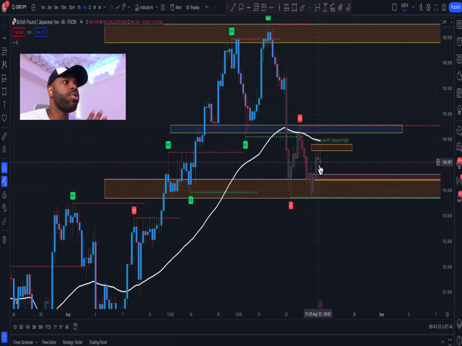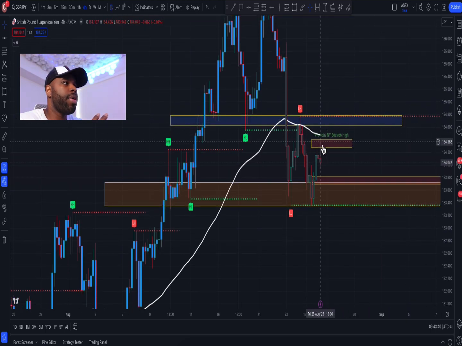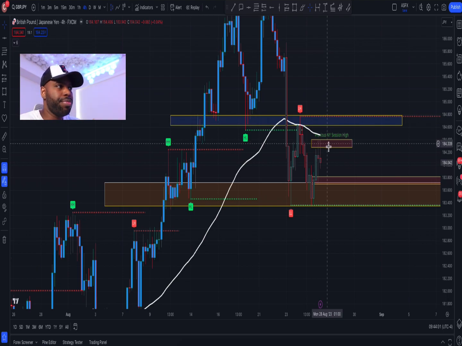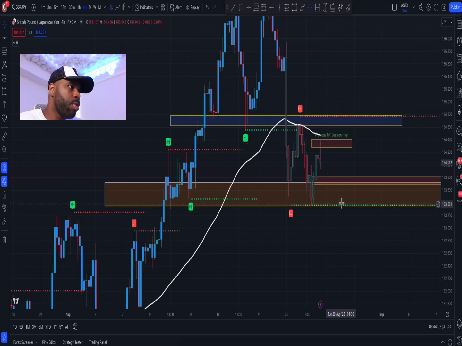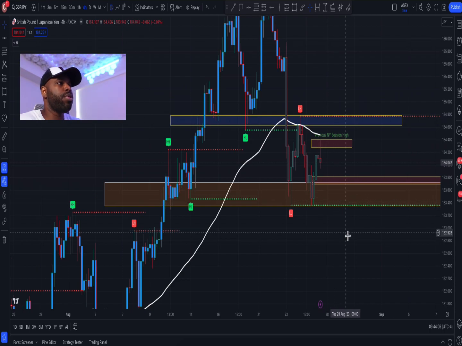So now we want to look for the next lower high right here. It could come up, but this is the lower high, and then we want this area to come down and create another lower low. And if this creates another lower low, and price comes back up into this zone again, we can look for another sale opportunity. And we can also look for another sale opportunity here in this zone.